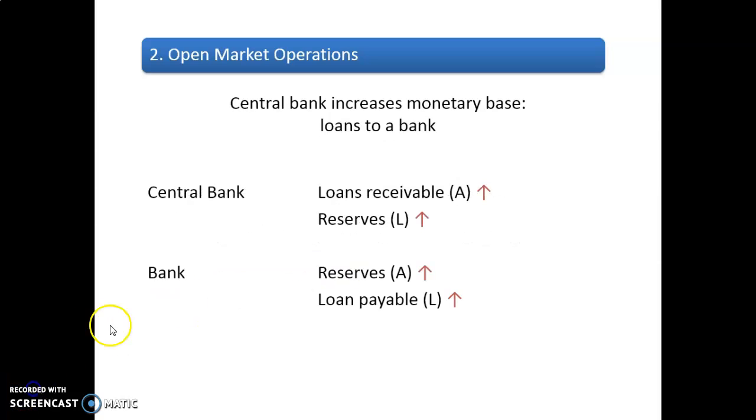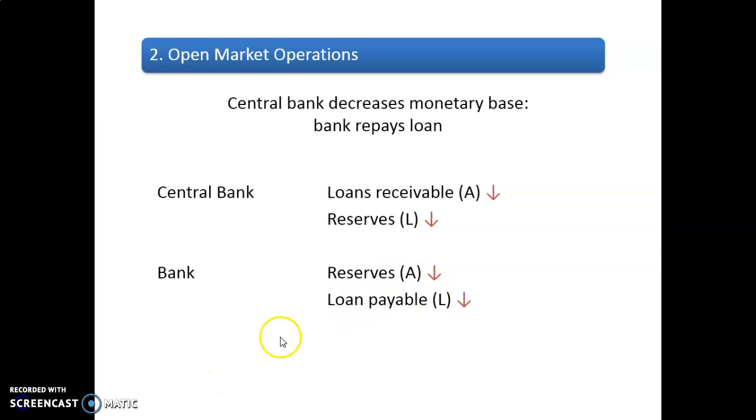Another way central banks can increase the monetary base is by lending to commercial banks. So in this case, if a central bank makes a loan to a commercial bank, the central bank's loans receivable increase, and the reserves that it owes the commercial bank increase. The commercial bank now has a loan payable, so its liabilities increased, but it also gained a reserve credit with the central bank, so that was an increase.